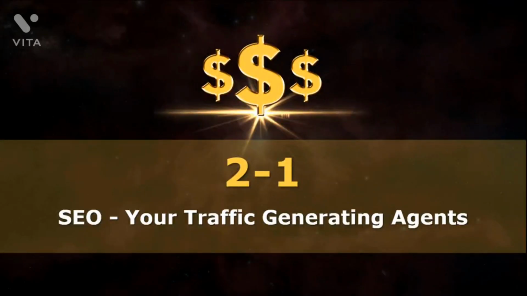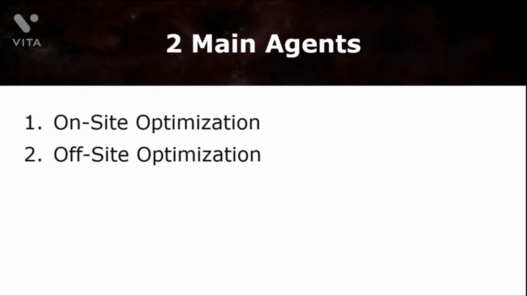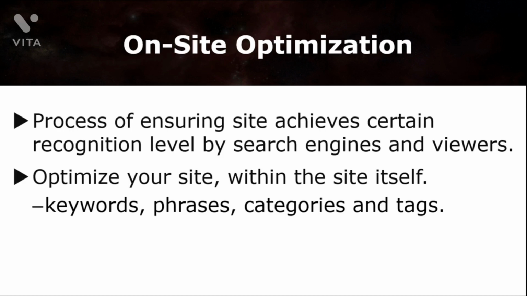Hey there, and welcome back. We've already explored the fundamentals of search engine optimization. Now, in this module, we will unravel how to effectively generate traffic via SEO's traffic agents by fully optimizing your site. There are two main agents that you need to take into account to generate your desired traffic. These agents are 1. The on-site optimization, 2. The off-site optimization.